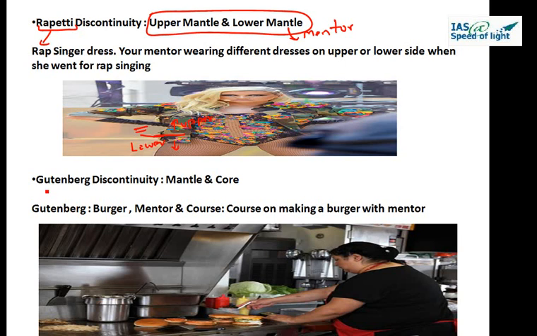Then coming to the fourth discontinuity, which is the Gutenberg discontinuity. From Gutenberg, we got burger. Mantle, we already have a picture of a mentor. Now core becomes course, like a course we take. Now you went for a course to make a burger. So she is your mentor, and she is teaching you to make a burger. She is giving you a course on making a burger. So the discontinuity between the core and the mantle is Gutenberg, or from Berg we get burger. So the Gutenberg discontinuity.